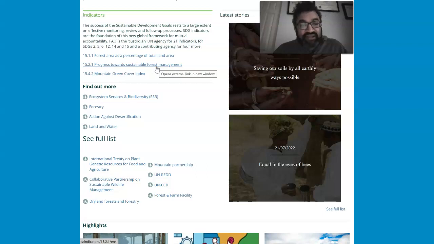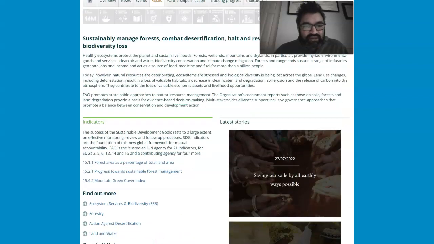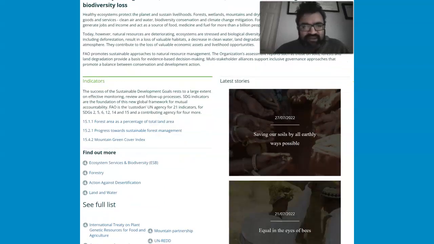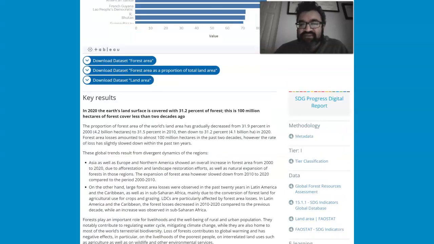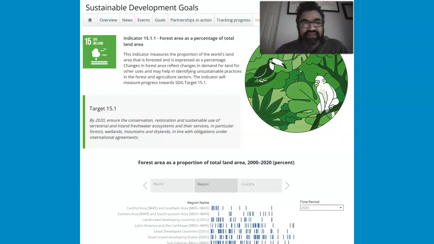And actually, where I live in Pennsylvania, there have been reforestation efforts as well. So these types of efforts definitely need to continue. So that sums up the crux of much of what is discussed in SDG 15. Thank you for listening.